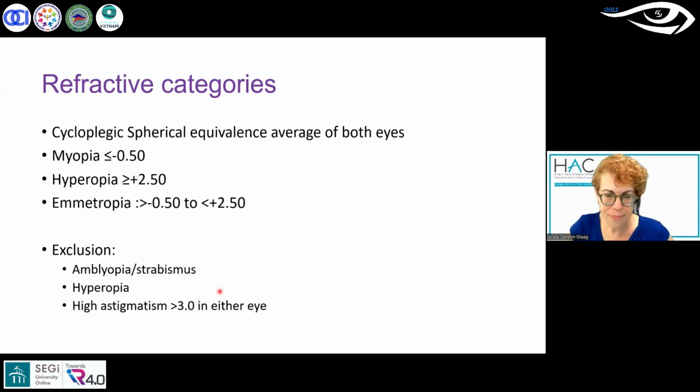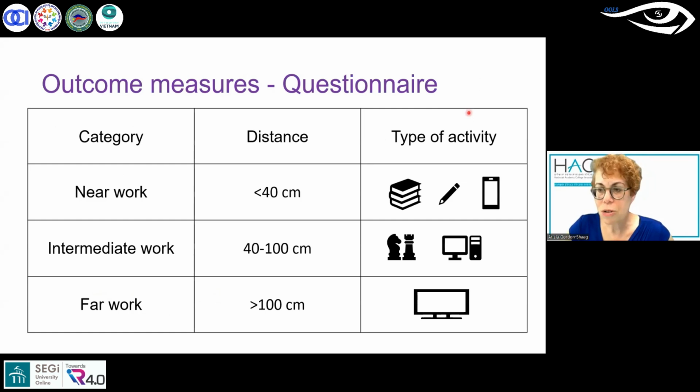Okay, so the outcome measures in the questionnaire. We asked the parents all sorts of questions about what their kids do. How often are they reading books? How often are they writing? How often are they on handheld electronic devices? Near work included reading, writing, and being on a smartphone or a tablet. Intermediate work included playing cards, playing board games, working on a computer. And far work was greater than 100 centimeters, and it was basically watching TV or playing video games.